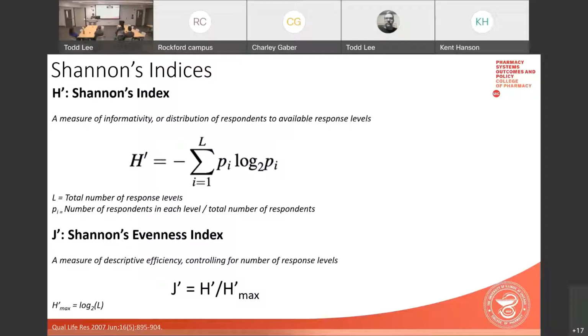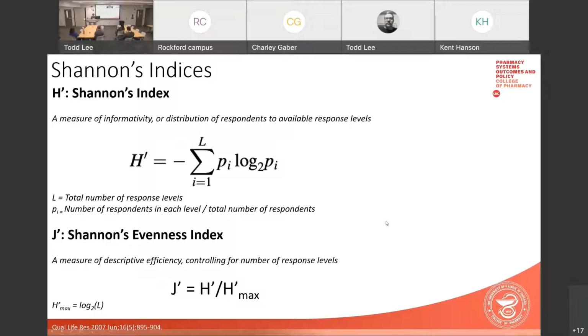And H prime can increase with the number of response levels, so adding more response levels to your measure, let's say, will increase H prime, but only if those response levels are actually utilized. If you have a bunch of empty response levels, that actually won't impact the H prime. However, the max H prime is actually related to your number of response levels. To account for the fact that you could have a lot of empty response options, there's the Shannon's evenness index, denoted by J prime, which accounts for H prime with the number of possible response levels, or dividing H prime by H prime max.